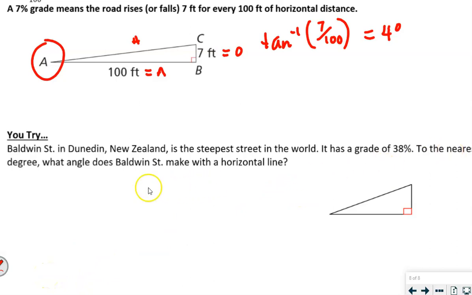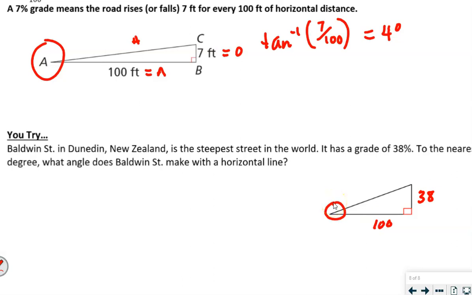So this next one says, Baldwin St. in Dunedin, New Zealand is the steepest street in the world. It has a grade of 38%. To the nearest degree, what angle does Baldwin Street make with a horizontal line? So this time, we're going to have our 38 over our 100, right? So that means we're still going to do tangent because it's asking us for that angle, right?